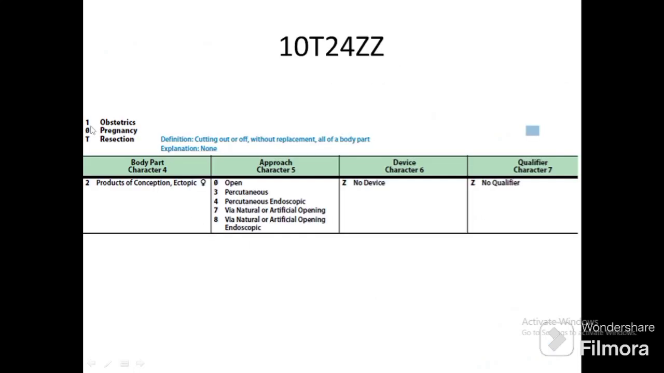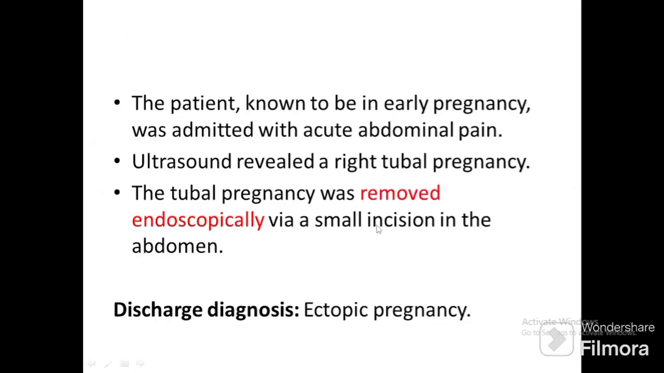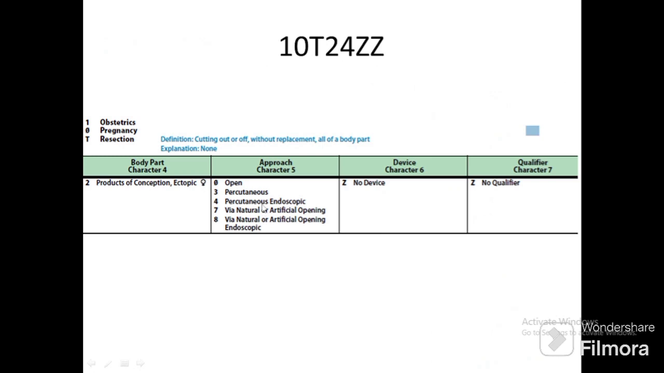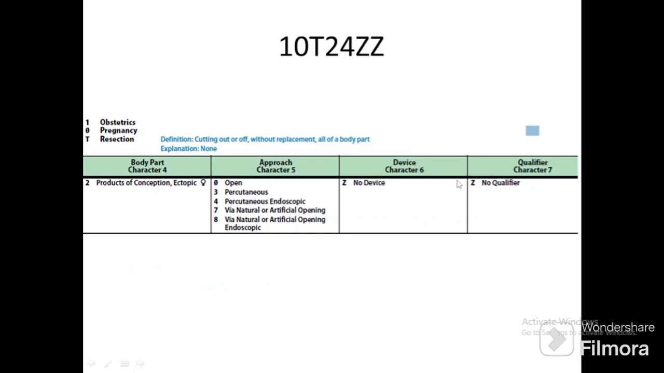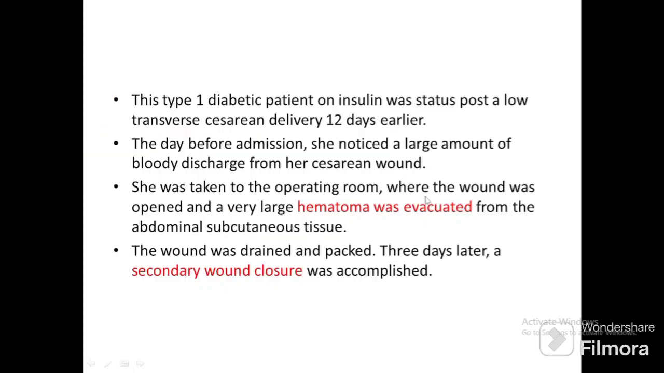Under resection, we should search for the term products of conception. See, ectopic pregnancy. So ectopic here represents ectopic pregnancy. So 10T, followed by 2, products of conception, ectopic, percutaneous endoscopic approach. See, via a small incision in the abdomen, it represents percutaneous. So percutaneous endoscopic, no device and no qualifier.